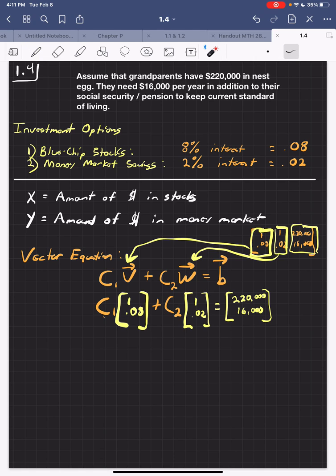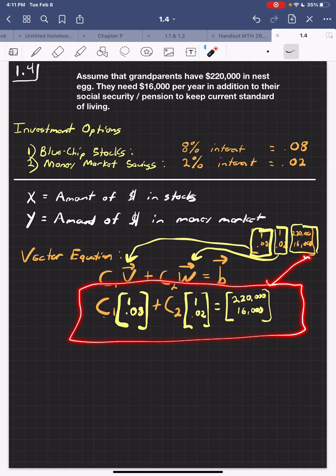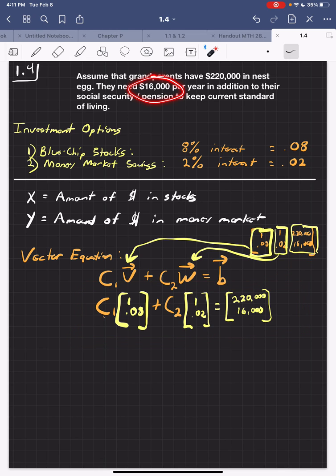So now, we could have phrased this question in the terms of vectors like so. So back to asking how much money should your grandparents invest in stocks, and then how much should they invest in savings in order to guarantee that extra 16,000 in income. In the language of vectors, it's asking you to find which scalars should be applied to these vectors such that the linear combination of those vectors is equal to the following.